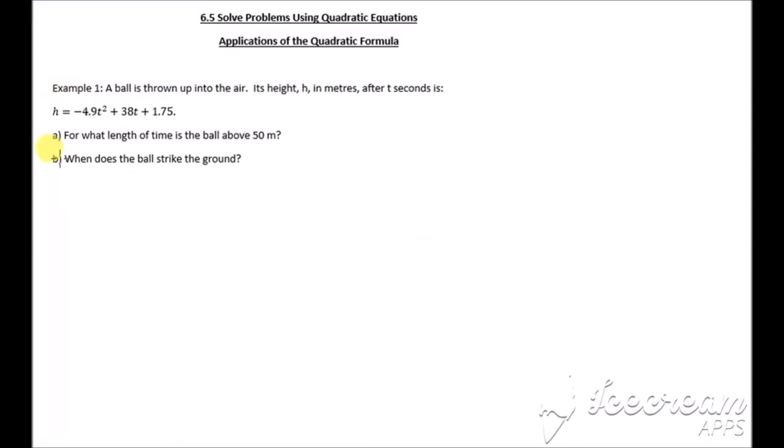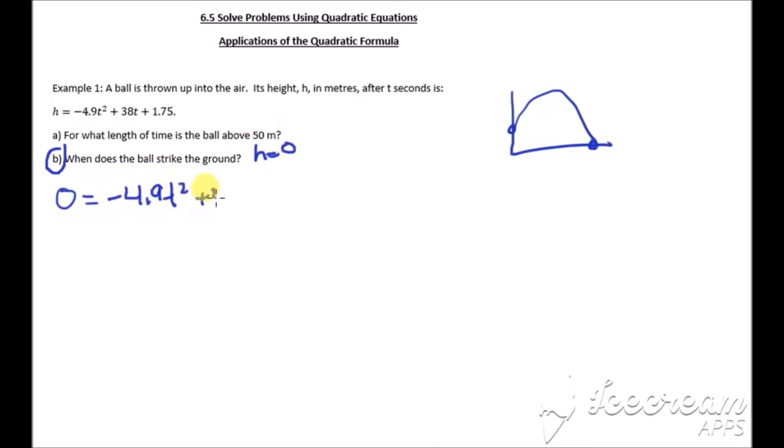Okay, now we're on to B. So when does the ball strike the ground? So this one's kind of just a straightforward question. Launch from here, strikes the ground here. This is just solving for the x-intercept. Okay, so let's go ahead and sub in h equals 0. And that way we can just go ahead and use quadratic formula and factor.